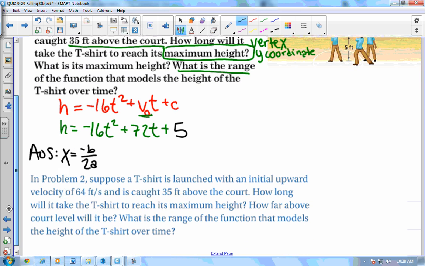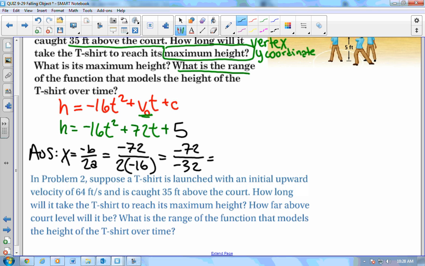Okay, we're nearly running out of time, so let's really quick go over it. What's the B? 72. The opposite of that would be negative 72 over 2 times what's our A? Negative 16. Do you notice we have that negative 16 a lot? Falling object problems always have negative 16 times the variable squared, t squared or x squared. When we're launching something, it's eventually going to fall, negative 16. Okay? So negative 72 divided by negative 32 is a positive.